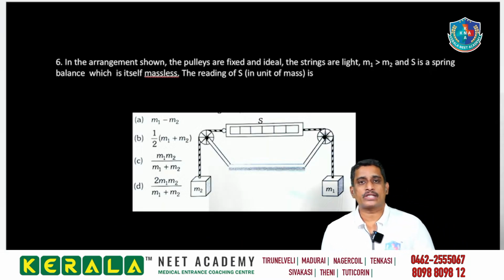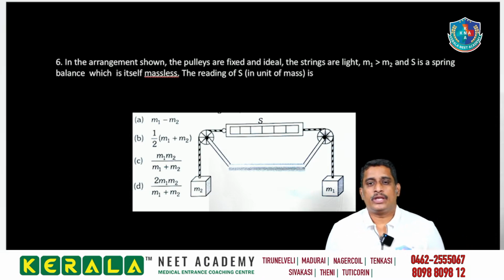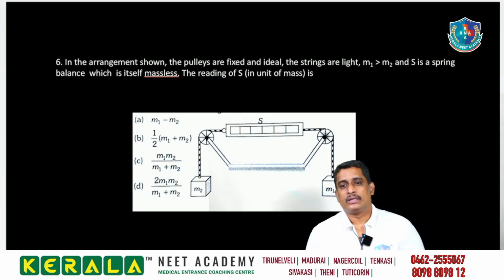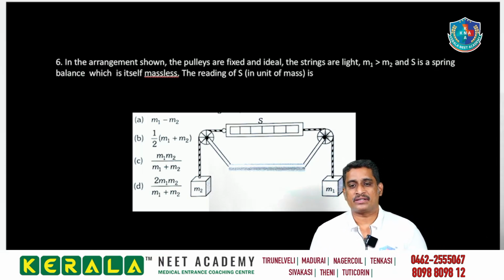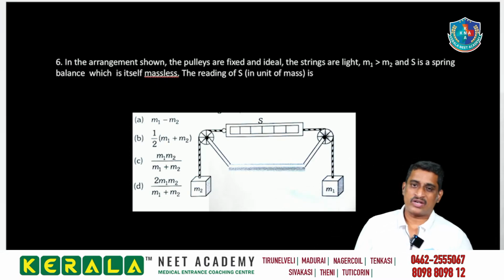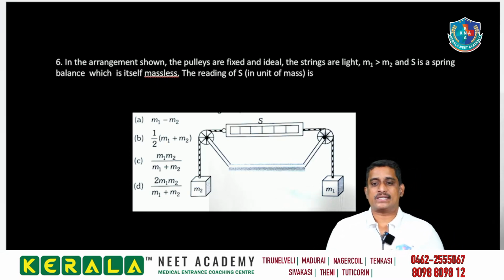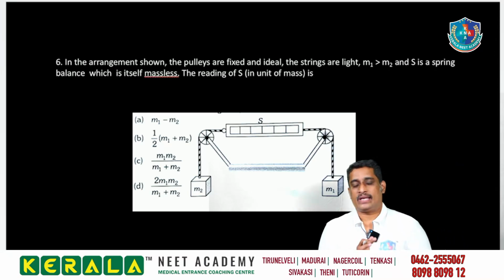Okay, come to the next question. In the arrangement shown, the pulleys are fixed and ideal. The strings are light. It is given that M1 is greater than M2 and S is a spring balance which is itself massless. They are asking for the reading of S, in units of mass.